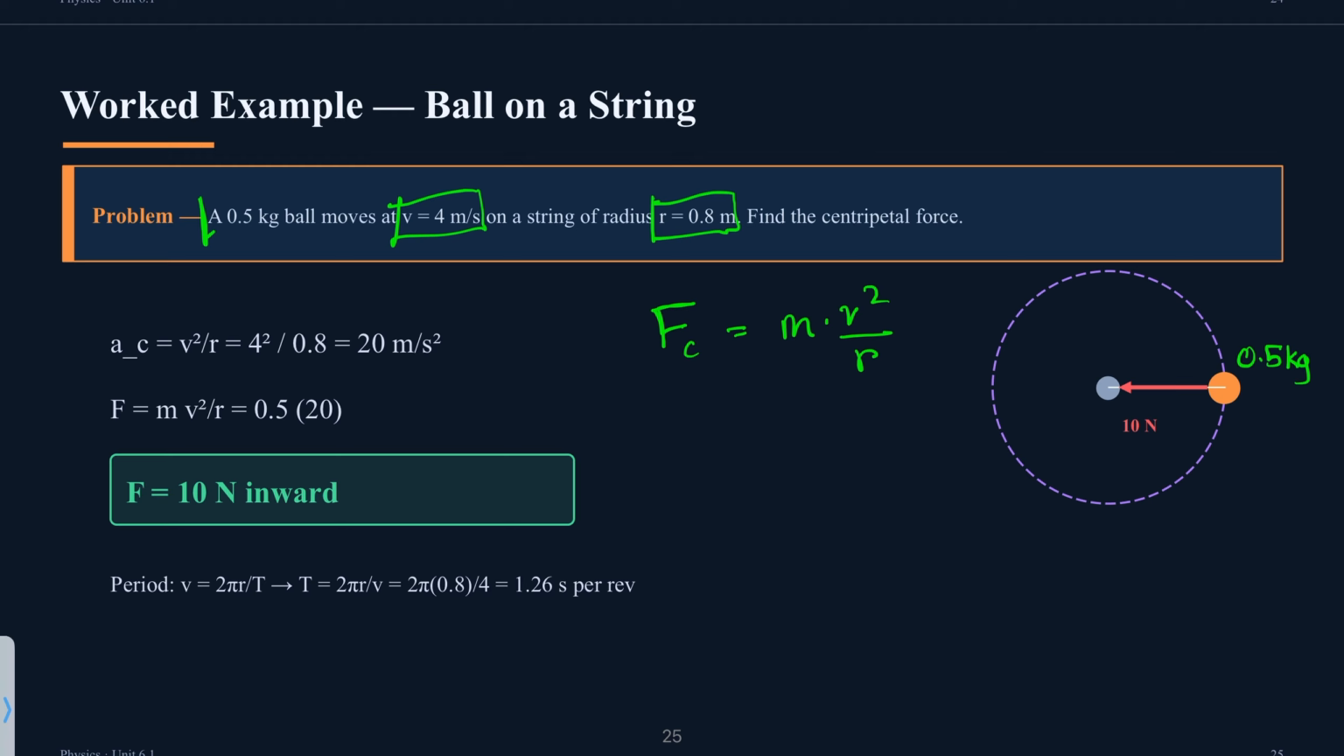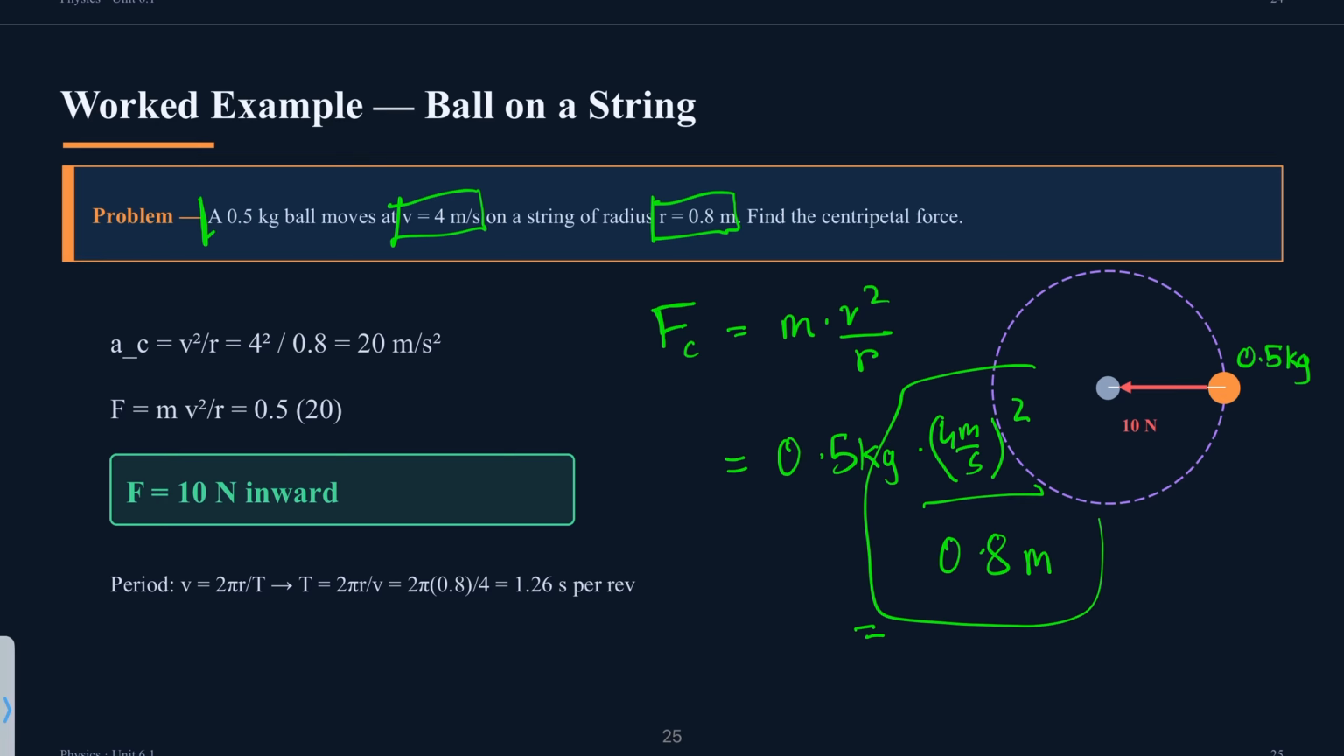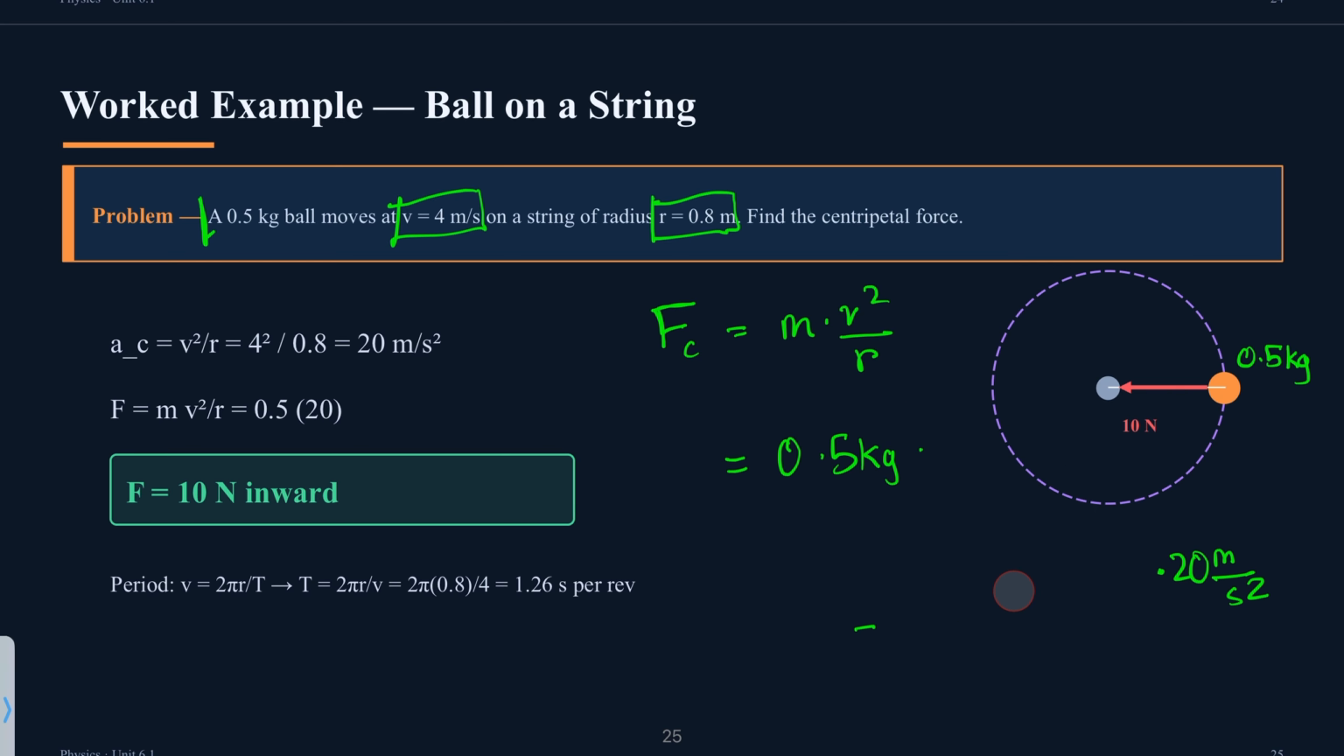Okay, so now we can substitute in: 0.5 kg times (4 meters per second) squared over 0.8 meters. This by itself gives 20 meters per second squared, right? Because the meters cancel out with the meters squared. And then you multiply that by this 0.5. So 20 meters per second squared times 0.5, or in other words, just 10 newtons.